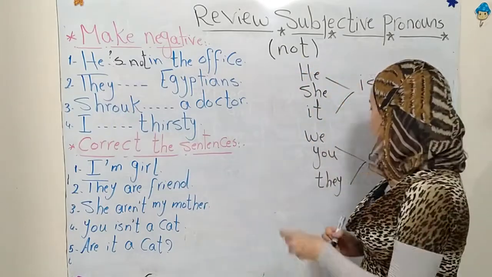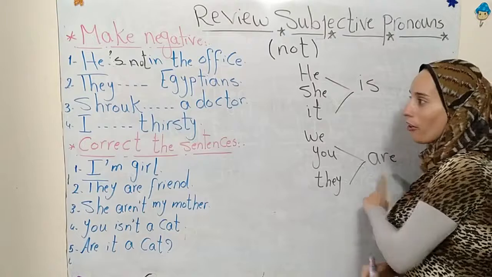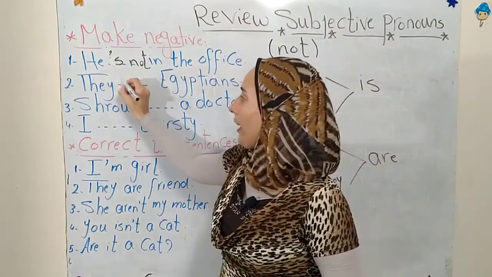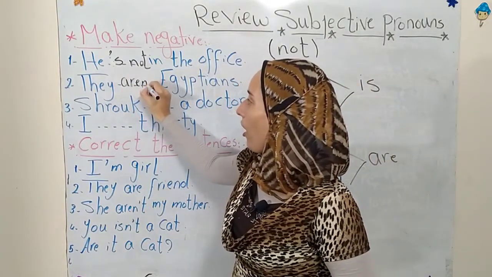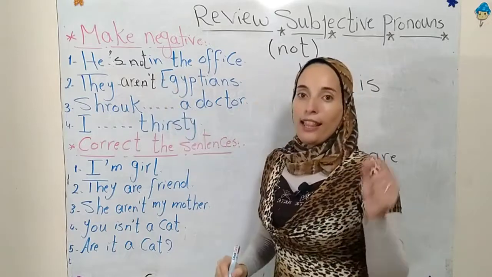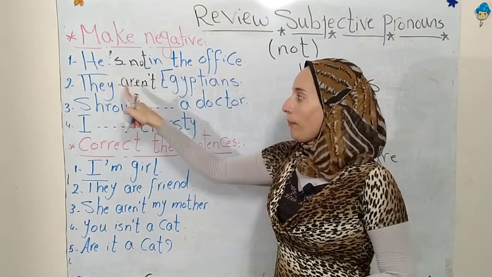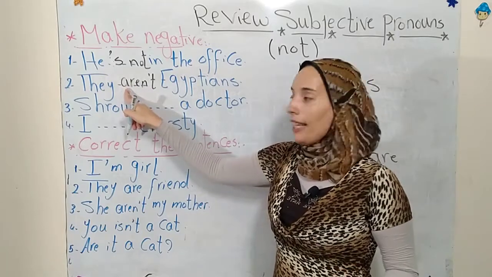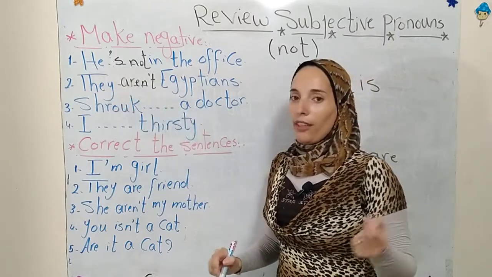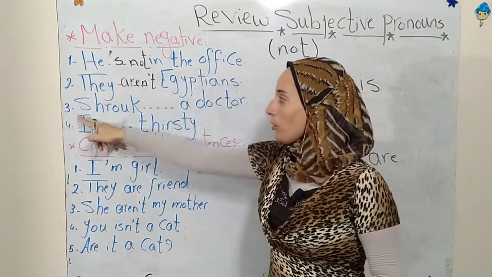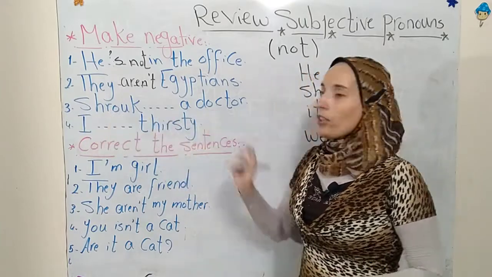They yes they are. so I can say they aren't Egyptians. انا هنا عملت contraction من النوت. طب لو هعمل contraction من الار اقراها ازاي؟ They're not Egyptians. اوكي number 3 شروق space a doctor.